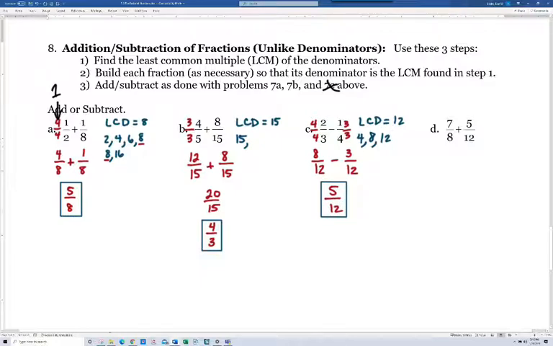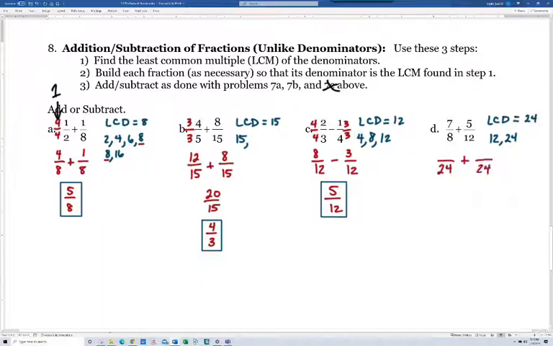All right, last one. We have 7/8 plus 5/12. Let's see. We've got to find our LCD, and the bigger number is 12. Notice 12 is not divisible by the other denominator, 8. So let's try the next multiple of 12, which would be 24. Well, 24 is divisible by 8, and so there's your LCD.